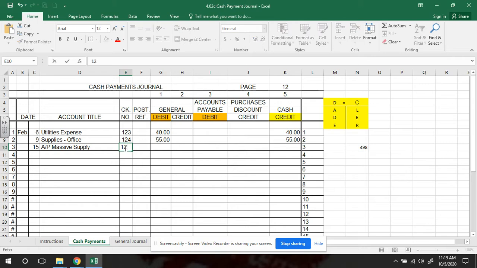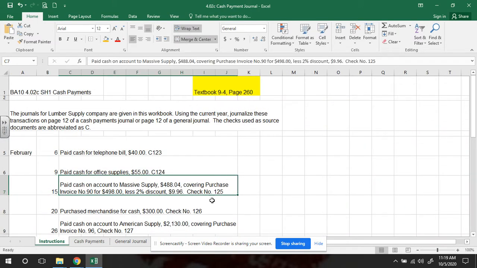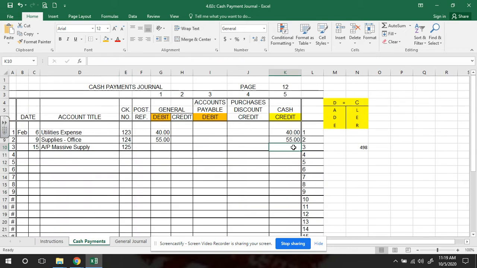Now the check is $125. Tells me right here, $125. And it says that I wrote my check for $488.04. So I'm going to put $488.04. Now, it's an accounts payable that I'm paying, so I have to put that here. But what dollar amount do I put here? I've written my check for $488.04.